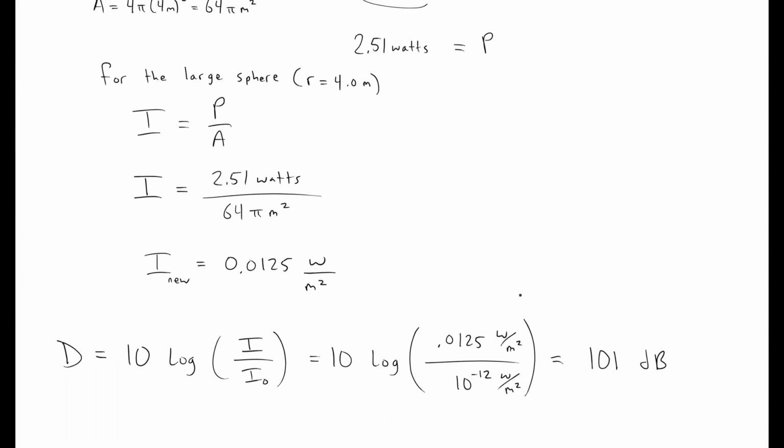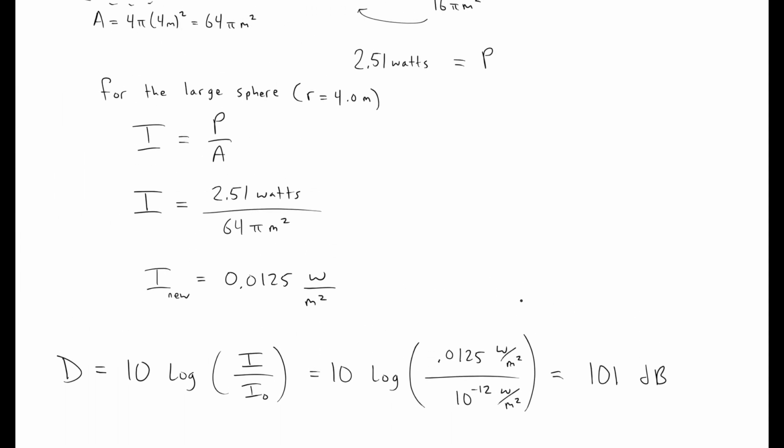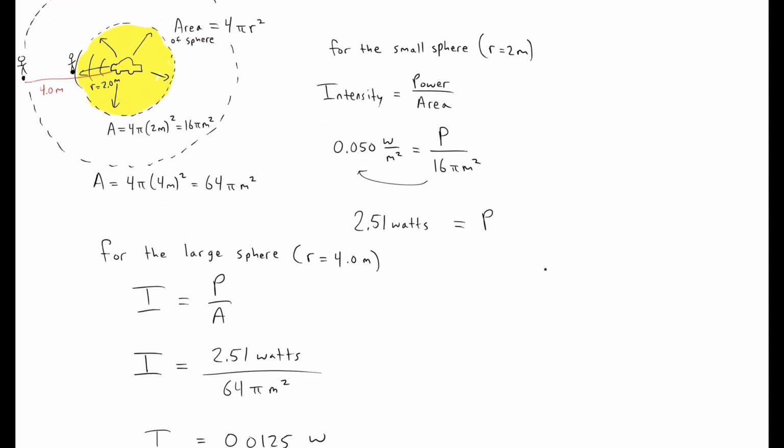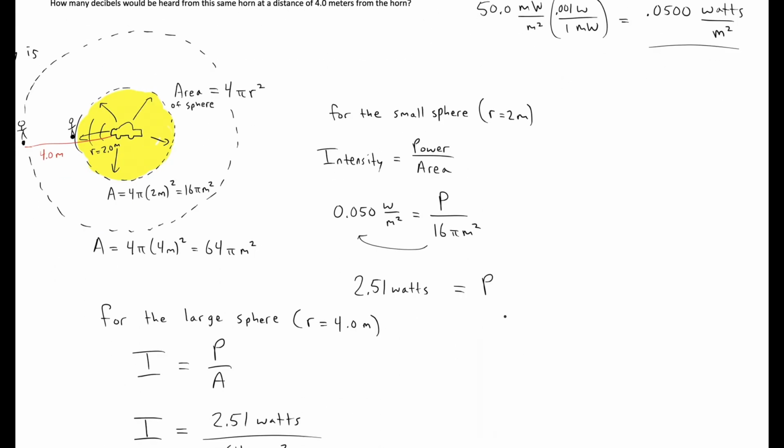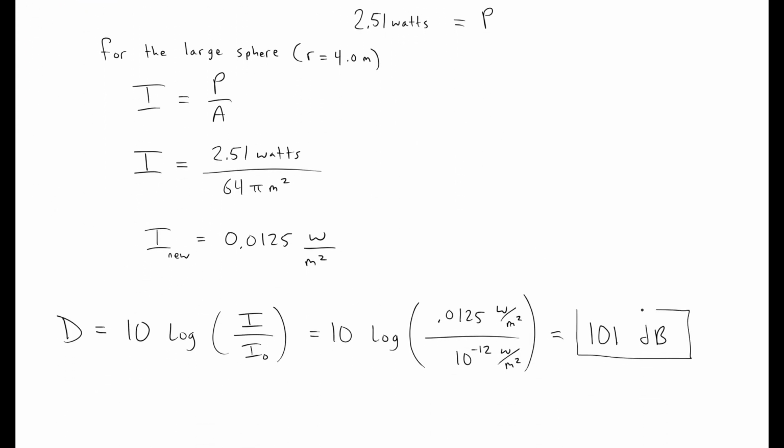So even though we cut the intensity in 4, the decibels only went down from 107 to 101. And that's because decibels is a log scale where dramatic changes in intensity don't make that much of a difference to the number of decibels. It gives us a more reasonable scale to work with when we're measuring loudness.